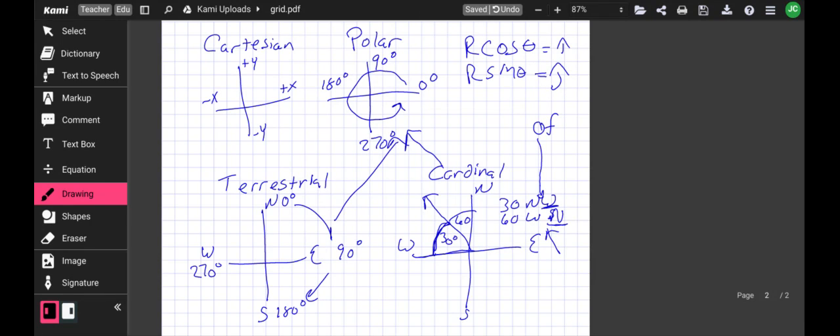Remember from the last video, we talked about the idea that i hat represents the x component, j hat represents the y component. We can use these equations here if we're in polar coordinates and always get the correct sign. So how do we get from cardinal and terrestrial to polar? Well, we draw a picture.